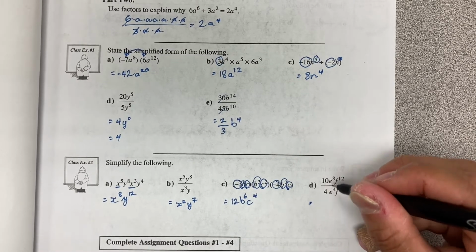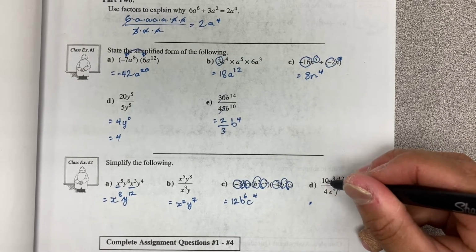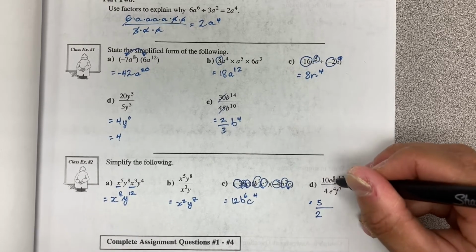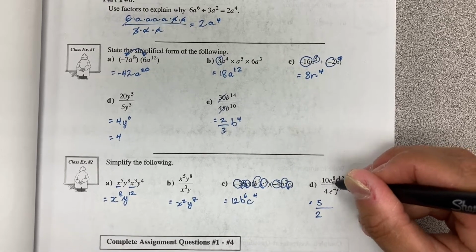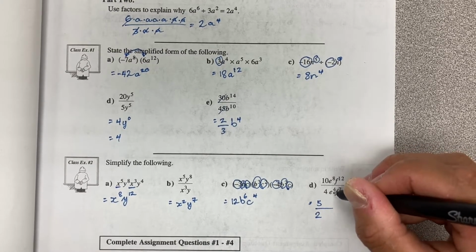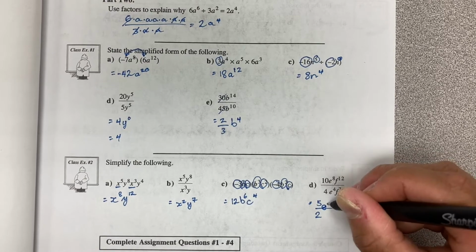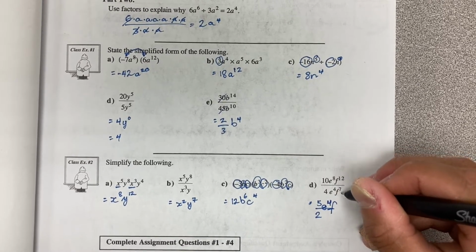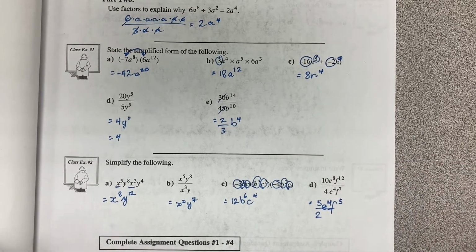And this last one we can also simplify. I have 2's that go into 10 and 4, which would be 5 over 2. I have e, which is e to the power of 8 divided by e to the power of 4, would be e to the power of 4. And I would have f, 12 minus 7 would be to the power of 5.